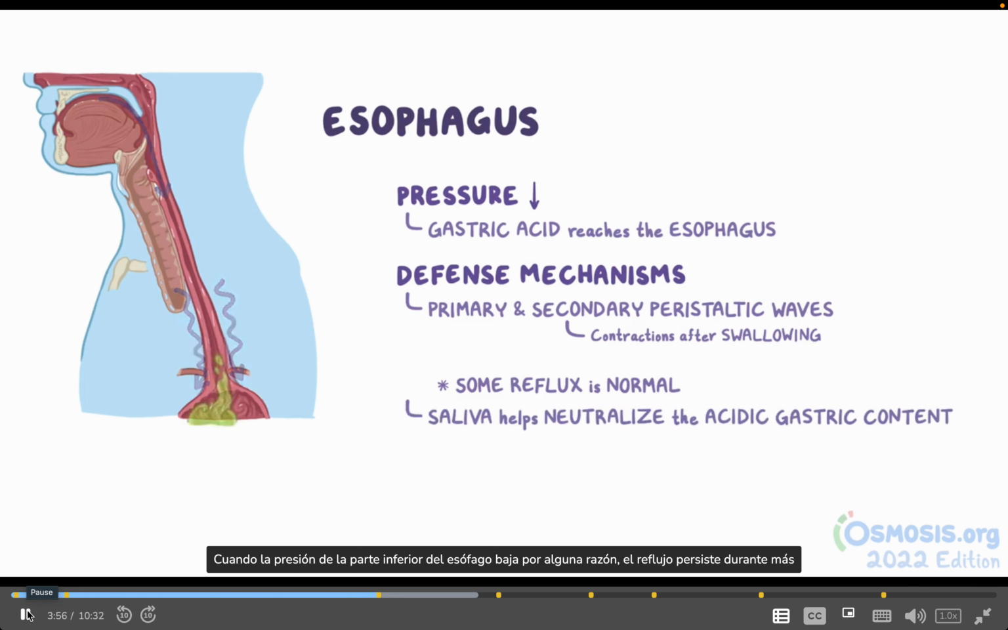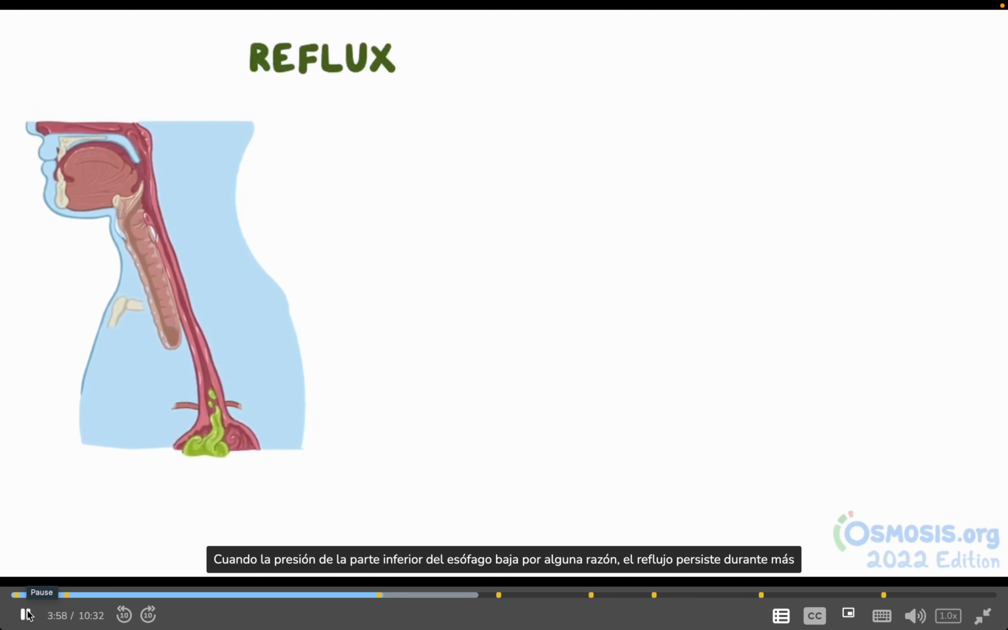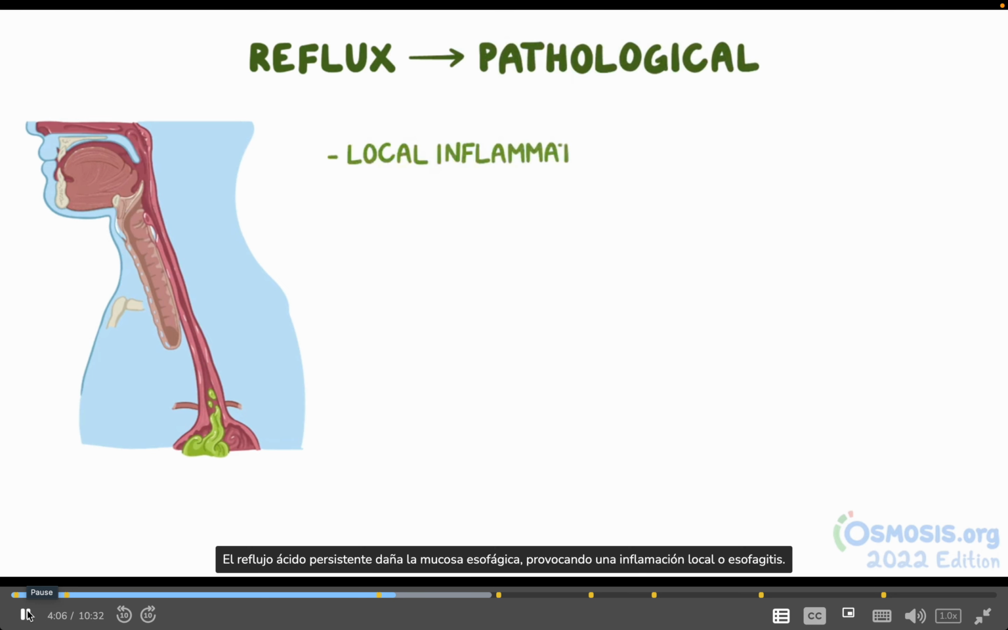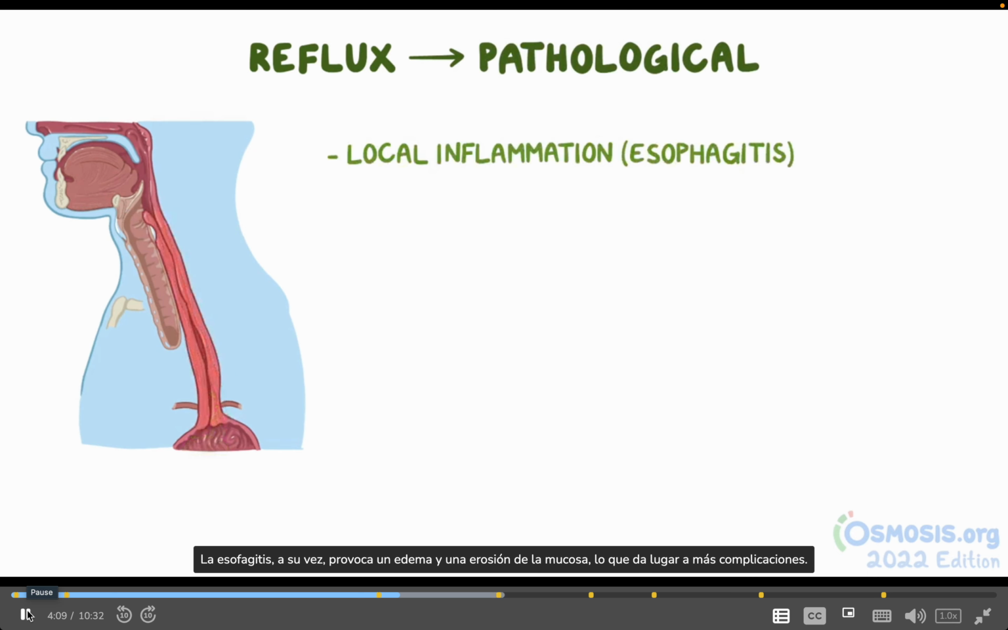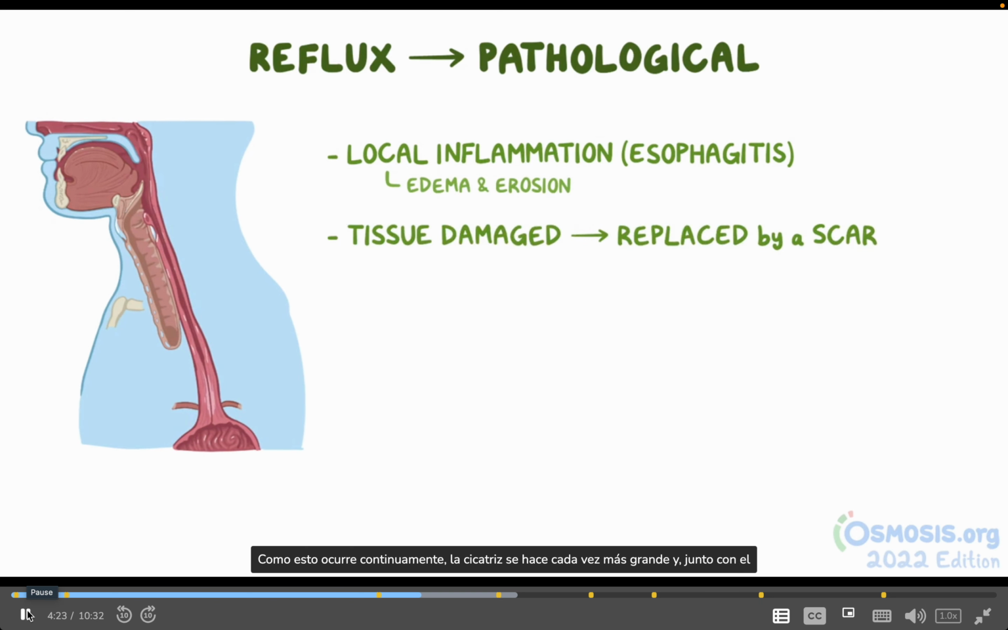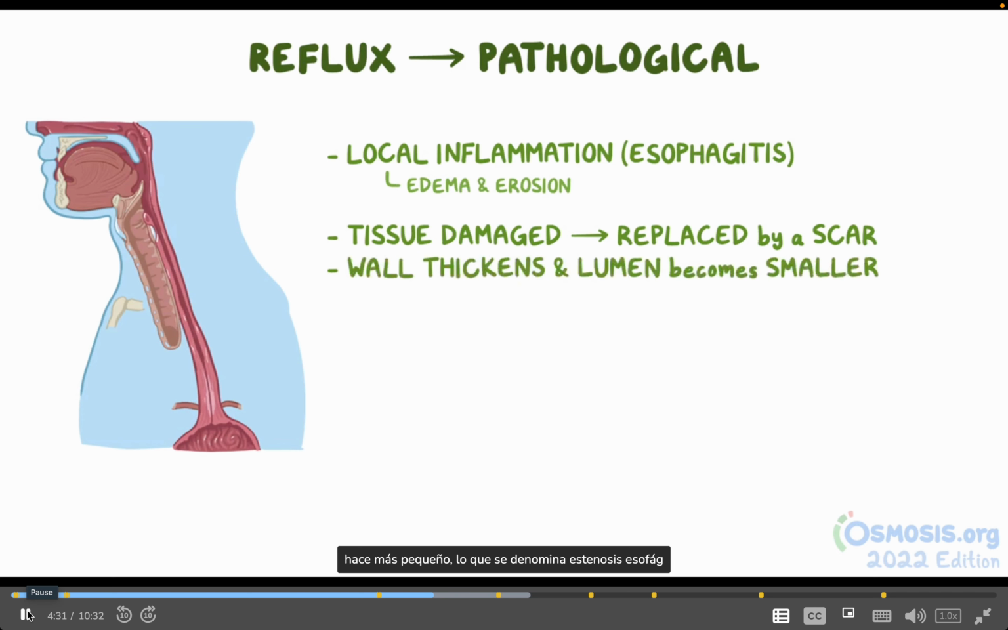Now, when the pressure of the lower esophagus gets lower for some reason, reflux persists for longer, becoming pathological. Persistent acid reflux damages the esophageal mucosa, causing local inflammation or esophagitis. Esophagitis, in turn, causes edema and erosion of the mucosa, which leads to more complications. First off, every time the epithelium and the underlying tissue is damaged, it's replaced by a scar. Since this is continuously happening, the scar becomes bigger and bigger, and together with the edema, they turn the wall thicker and the lumen through which the food passes becomes smaller, which is called esophageal stenosis.